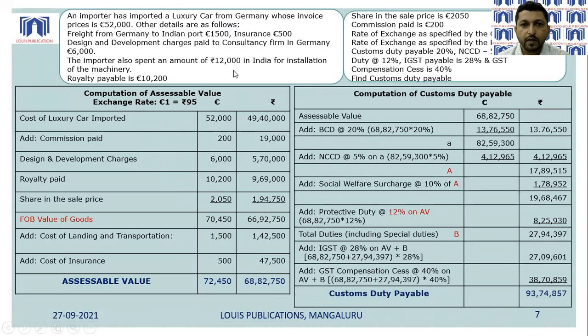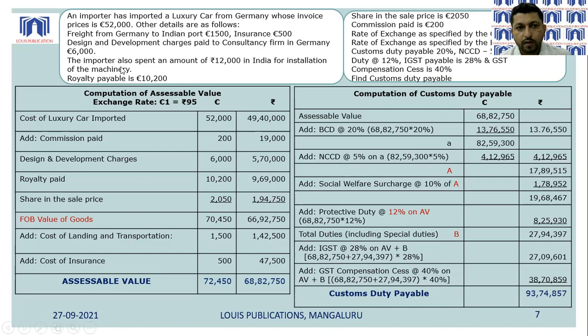Now the importer spent 12,000 in India for installation of machinery. This is not to be included because this is an expense incurred after the goods reach the place of importation. Then the rest of the items, design and development charges incurred outside India, the consultancy firm in Germany, royalty payable, and share in the sale price are all to be considered. So when you add up all those, we arrive at the free on board value in euro, in rupees.